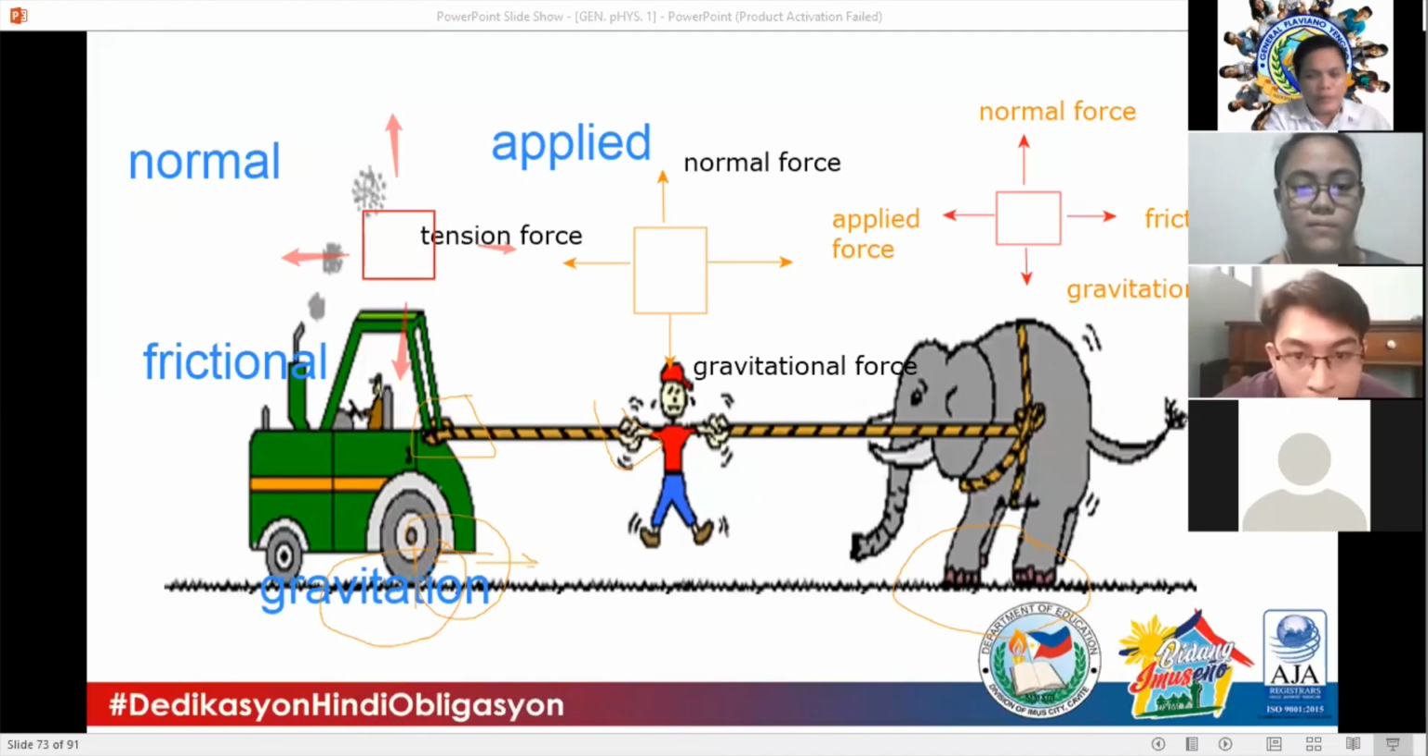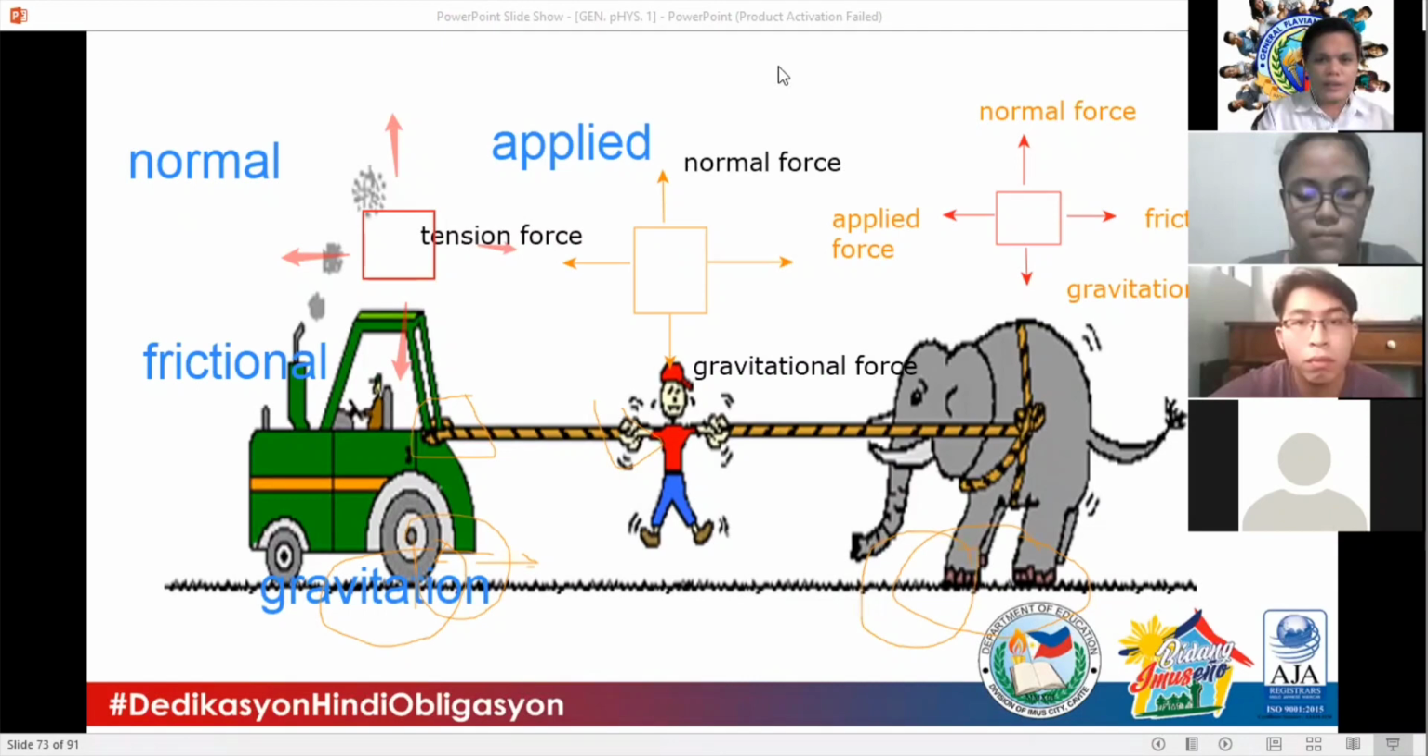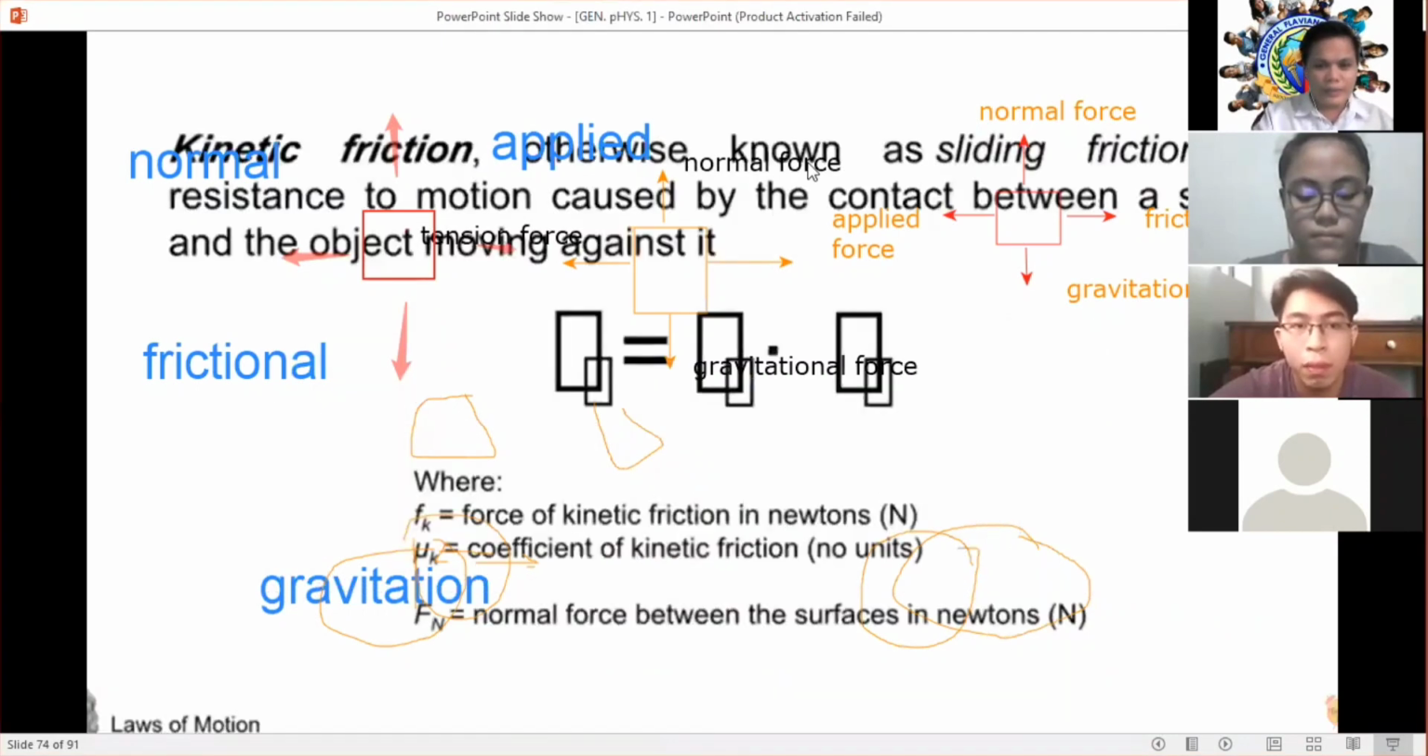Pwede? Ano pa? Pwede rin yung sinabi kanina, yung friction force ni elephant saka applied force. Pwede rin po yun. Okay? Let's proceed. May clarification pa ba?